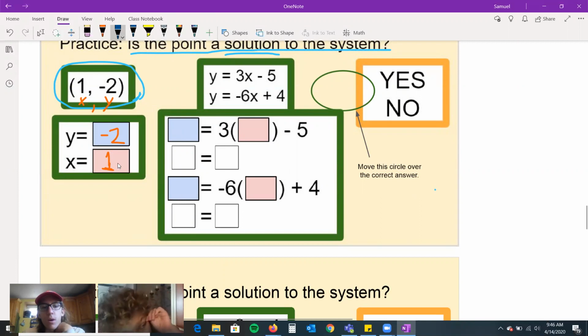So let's take our 1. Anytime we see an x, like right here and here, I'm going to replace them with 1s. So that would be right here and right here. Man, I am not doing good with 1s today. All right. There we go. Maybe that's a little bit better. All right, 1 and 1, and then negative 2 for the y's.